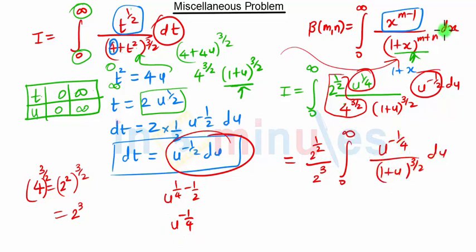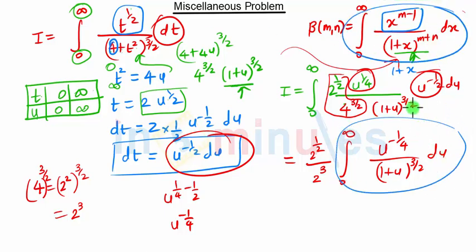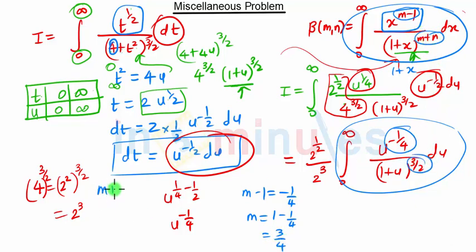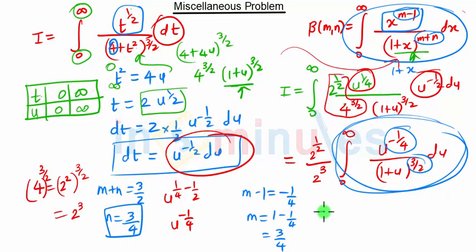Now if you compare this equation with the beta formula, both equations are similar, so we get m minus 1 equal to minus 1 by 4. So m minus 1 is minus 1 upon 4, and m will be 1 minus 1 by 4, which will be 3 by 4. When we compare the denominator, we get m plus n equal to 3 by 2. m is 3 by 4, so n will also be equal to 3 by 4. So this equation is nothing but beta of 3 by 4 comma 3 by 4, and here we have 2 raised to half upon 2 cube. So this is our new equation.